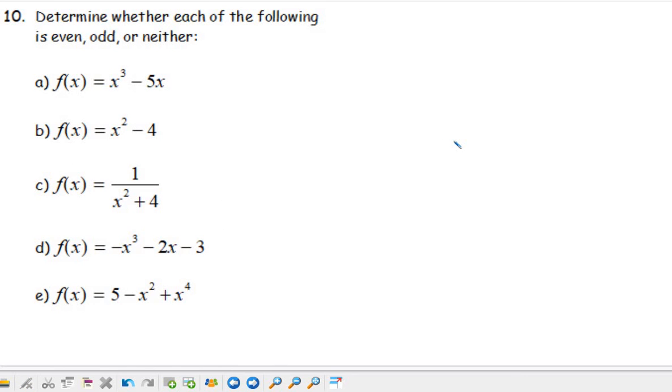So remember, to determine if something is even, odd, or neither, we plug in a negative x. If it's exactly the same, it's even. If it's exactly opposite, it's odd, and if it's neither one of those things, then it's neither.